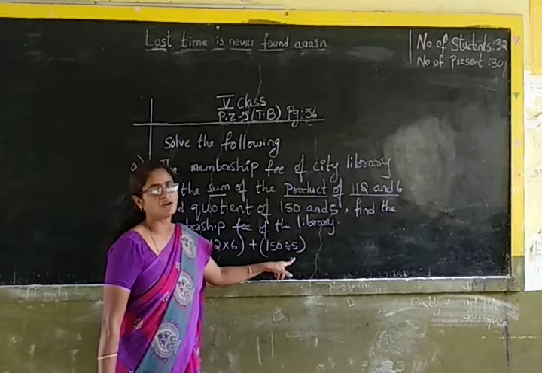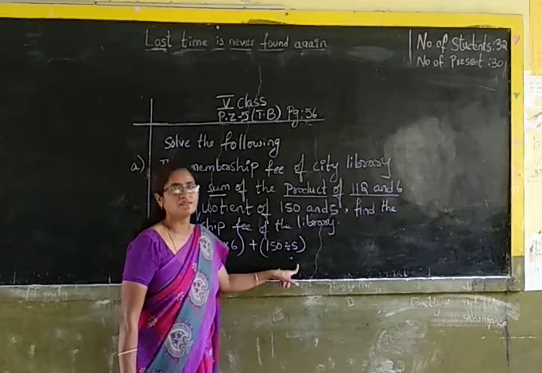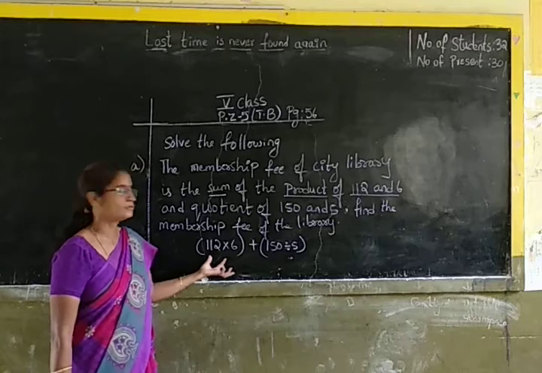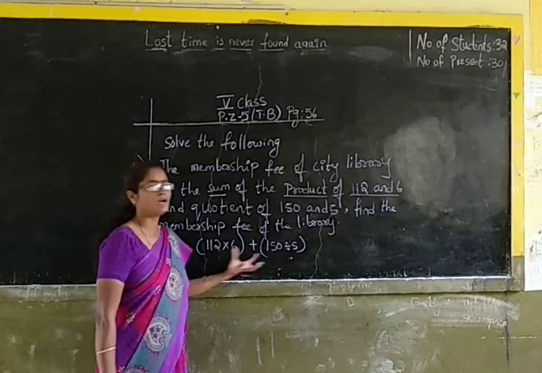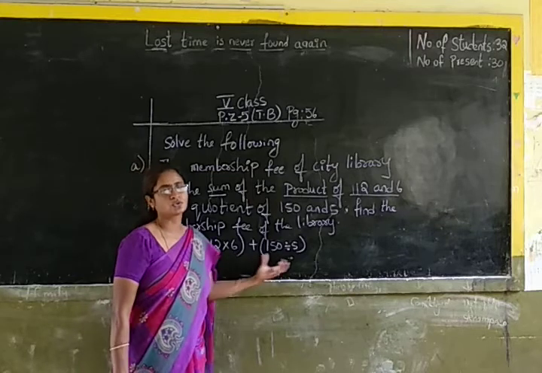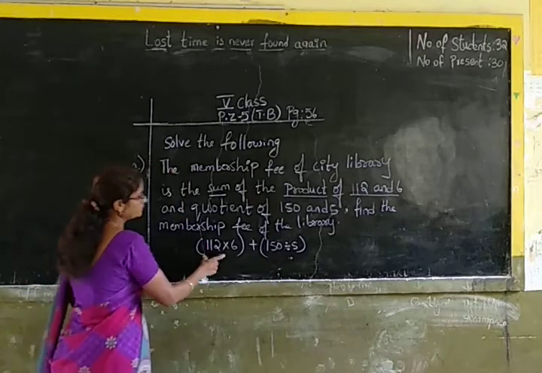Quotient means you have to do division, product means you have to do multiplication, and sum means you have to do addition. So you have to place the symbol of addition in between these two terms.